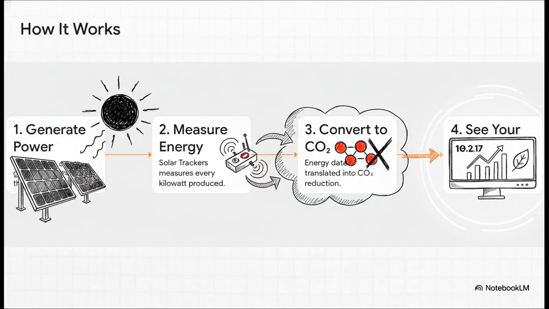So let's break it down, because this is the magic part. The solar panels on a roof soak up the sun and generate clean power. A platform like Solar Trackers measures every bit of that energy. Then, and this is the cool part, it converts that energy data into a hard number, the exact amount of CO2 you've kept out of the atmosphere. And just like that, your climate action isn't invisible anymore. It's a number right there on a screen.